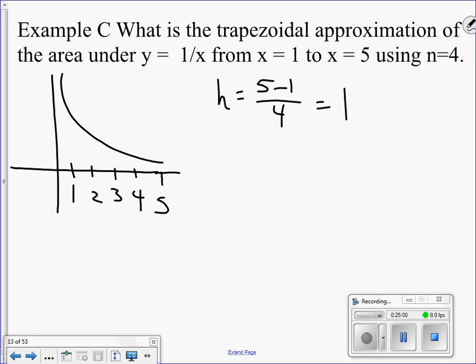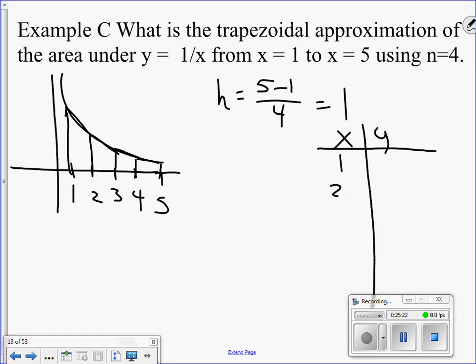You could draw your little trapezoids in if you enjoy doing that. Not that you have to. Really does nothing. Ooh. What a good fit those trapezoids are. That is pretty good. All right, I'm going to set up a little table because I enjoy that. 1, 2, 3, 4, 5.